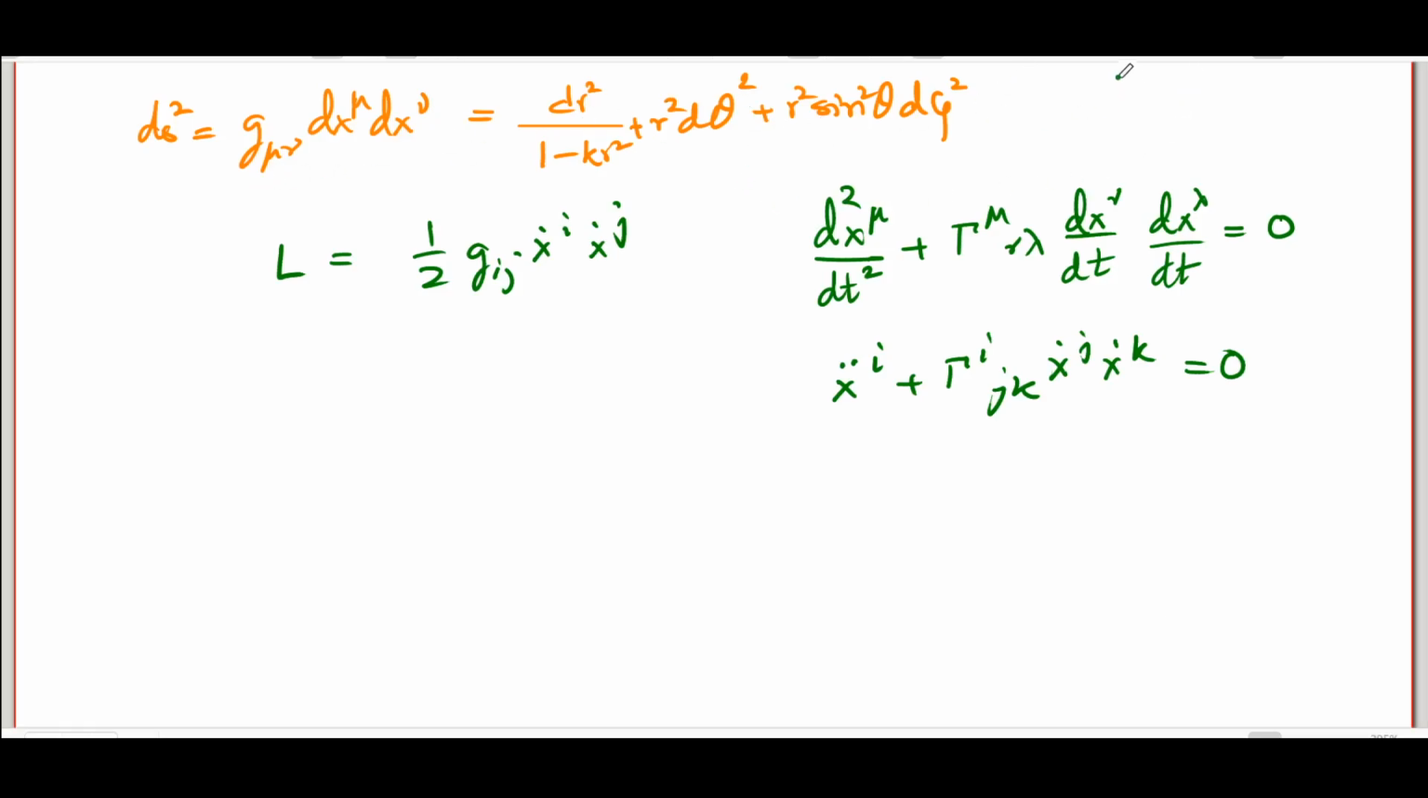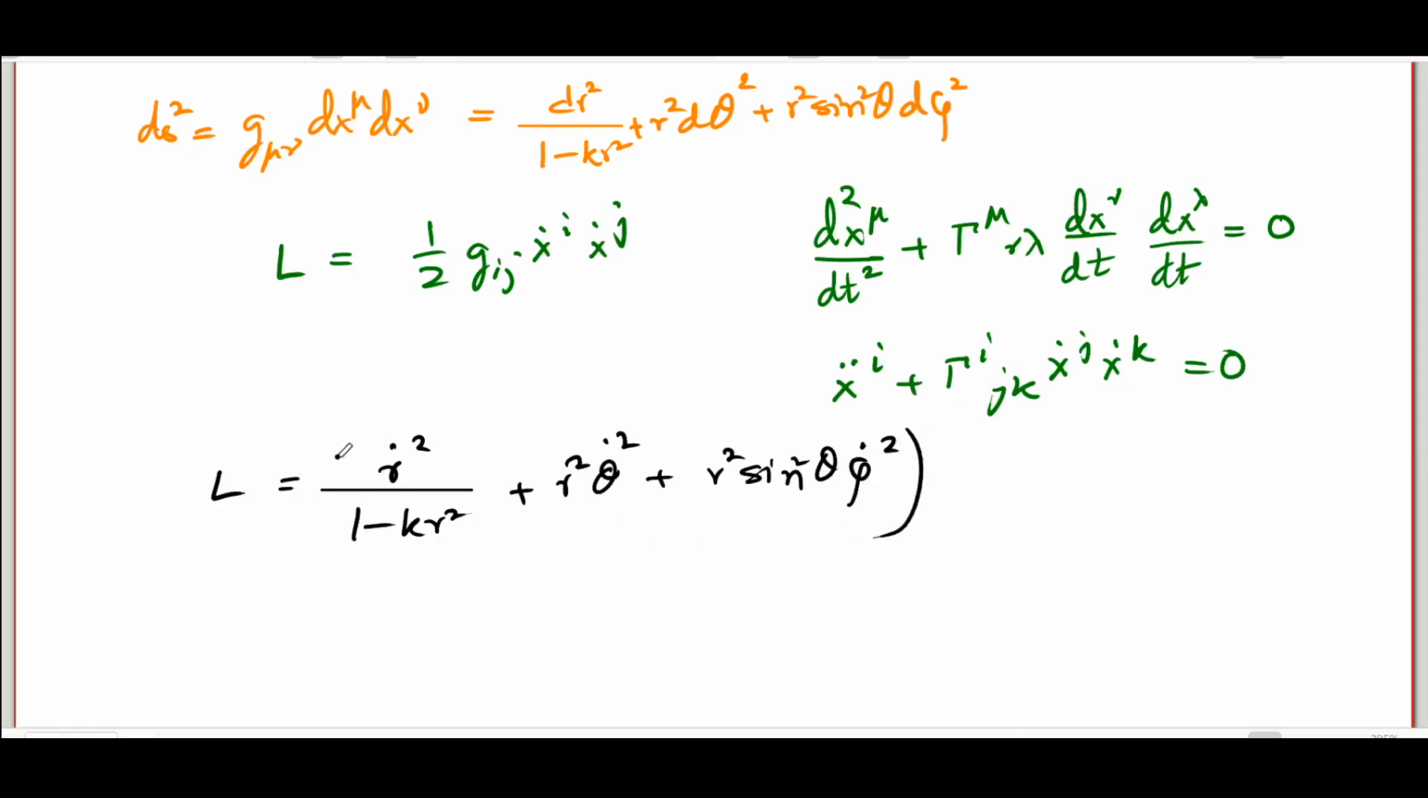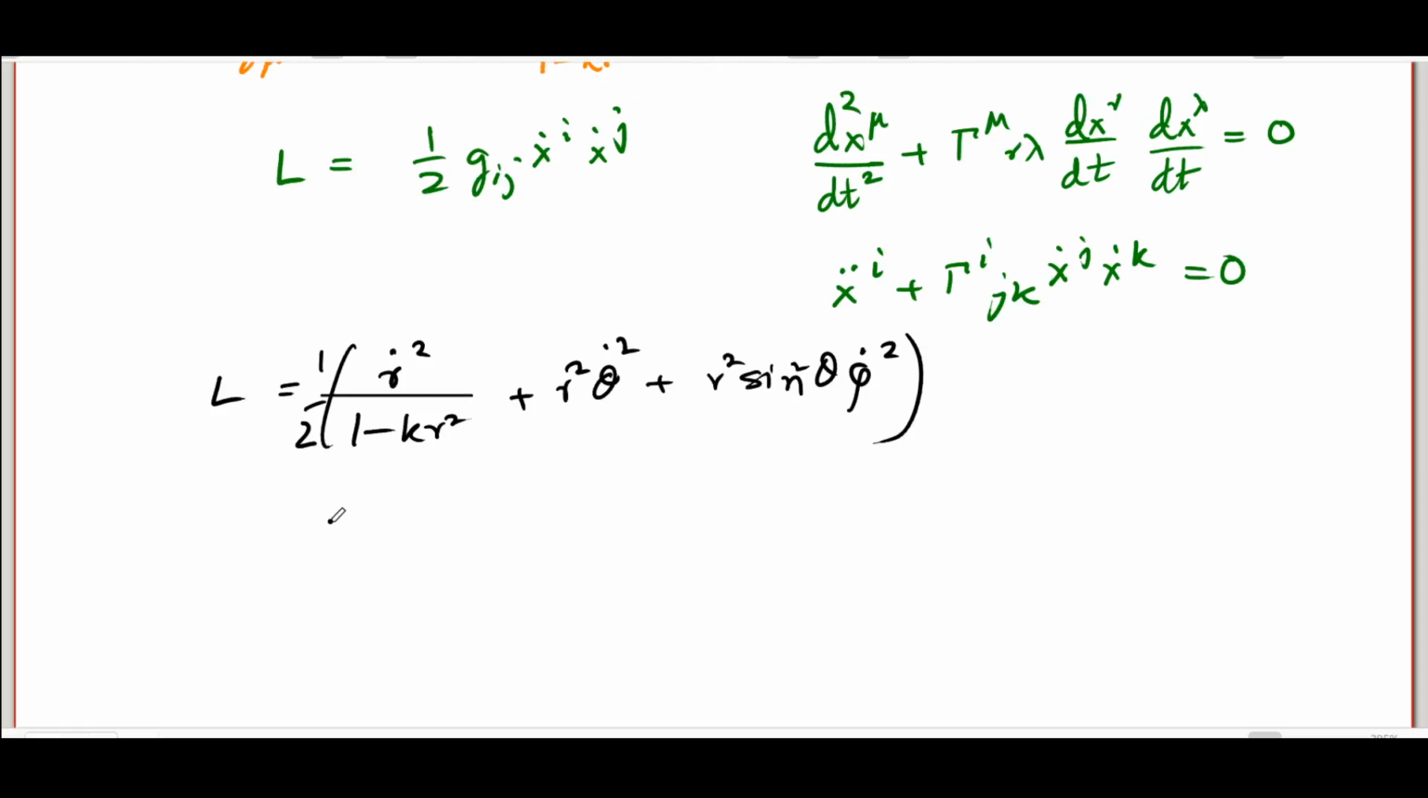So in our particular example, what we have is a Lagrangian L given by r dot square by 1 minus kr square plus r square theta dot square plus r square sine square theta phi dot square, all this with an extra half. The half is simply to make some of the 2's that come out of the calculation go away. In fact, you can immediately see the effect of the half right now.